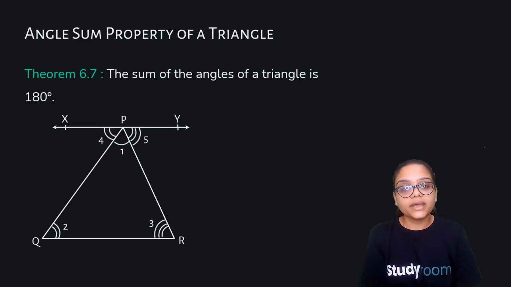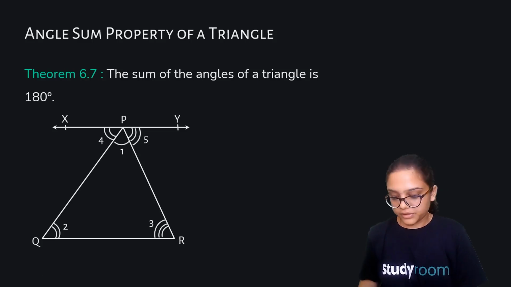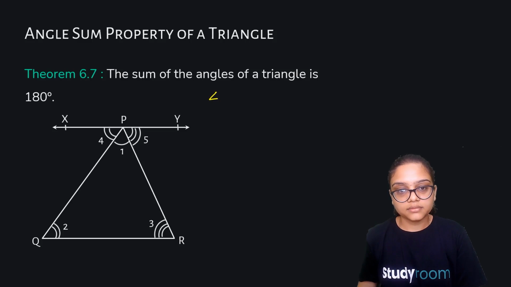Now, how have they drawn this conclusion? Just see that. They have drawn a line XY which is intersecting PQ and PR with a common vertex at P, and they have named the other remaining angles as 4 and 5. We know for a fact that angle 1 plus angle 4 plus angle 5 is equal to 180 degrees. So we can write it down here and state that angle 1 plus angle 4 plus angle 5 is equal to 180 degrees.